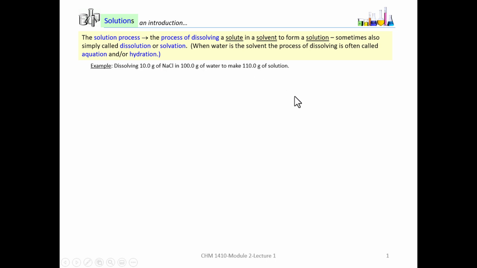Let's make a solution, or at least pretend to, and we'll keep this simple. Suppose we want to dissolve 10 grams of sodium chloride in 100 grams of water to make 110 grams of solution. So here sodium chloride would be the solute, water of course would be the solvent, and when the sodium chloride dissolves in the water, we'll have a solution.